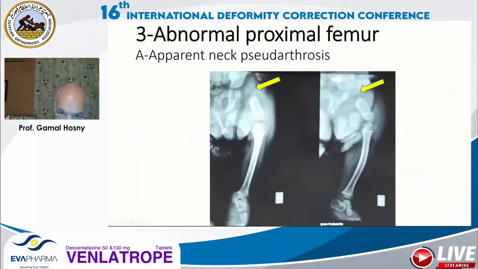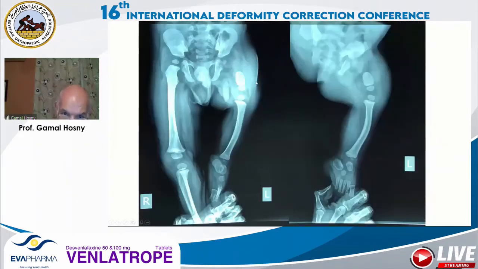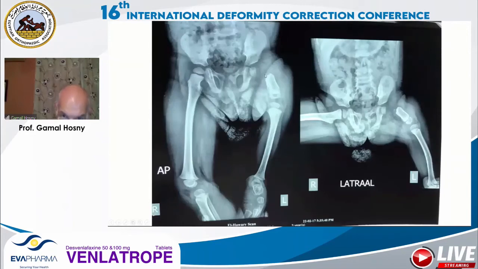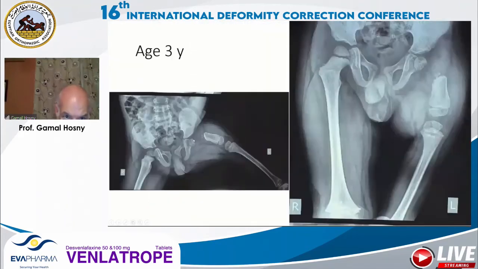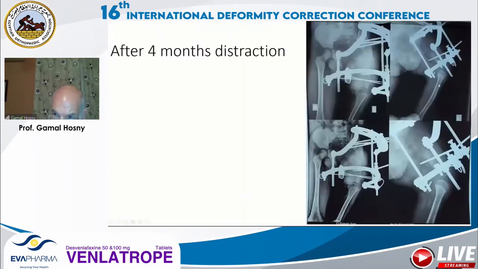Again, apparent neck pseudoarthrosis. You see this patient, no continuity, with follow-up, more follow-up, more follow-up after the age of 3 years. At the age of 3 years, we do distraction. The distraction stimulates the fibrocartilage in between, you see. You see the bone formation during distraction for about 4 months.